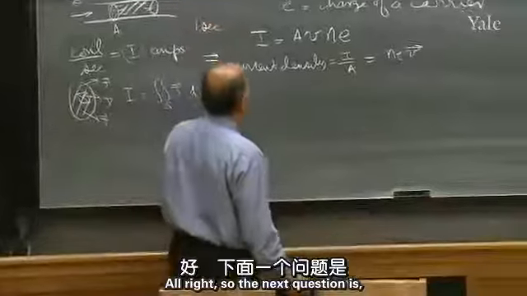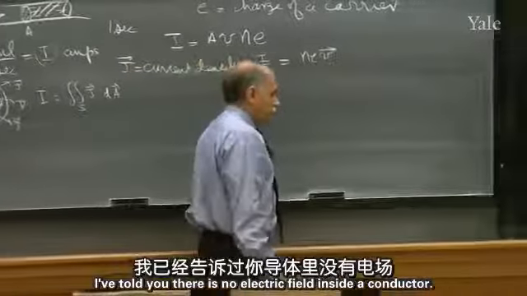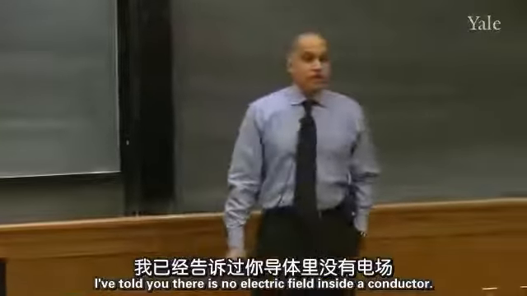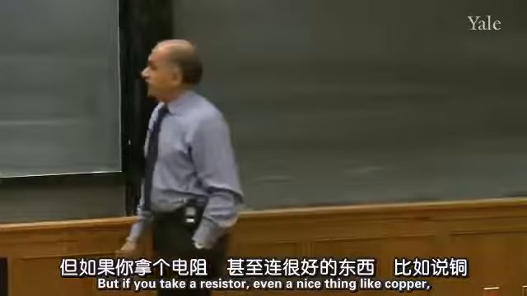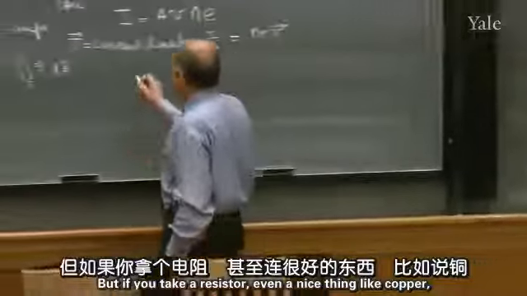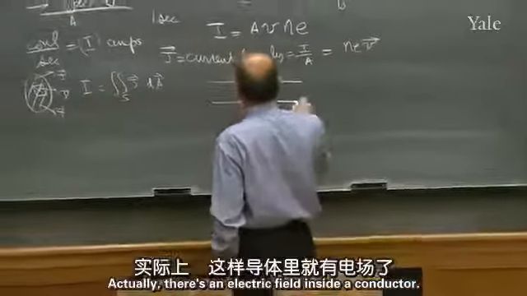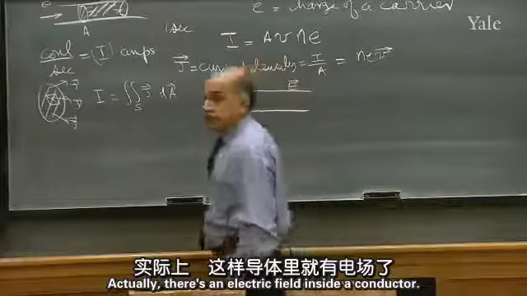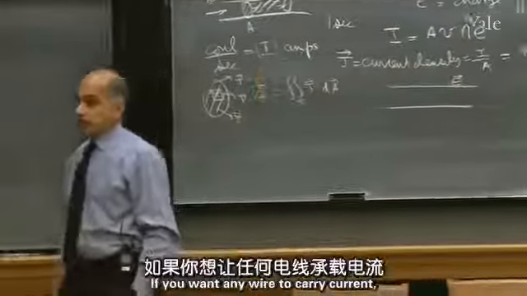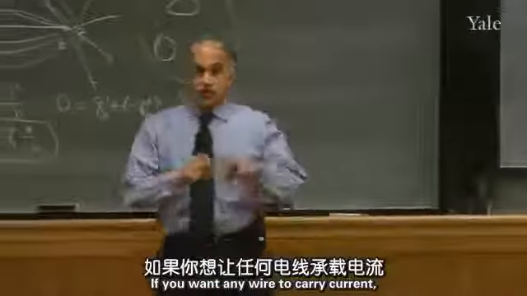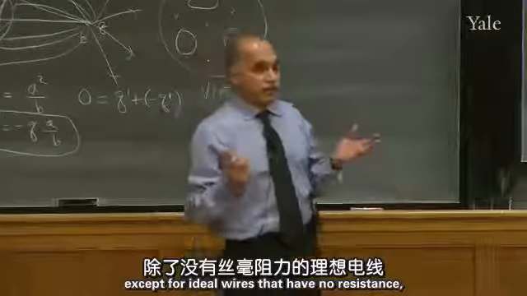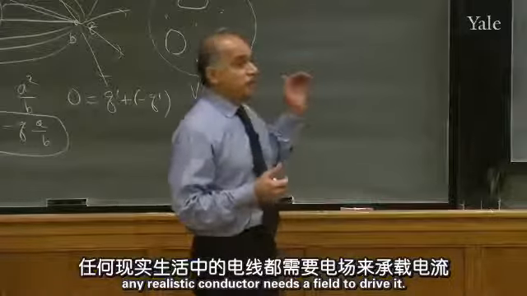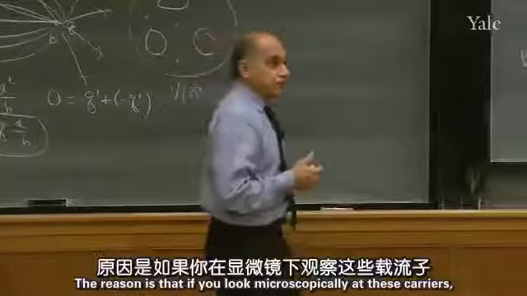All right, so the next question is, I've told you there is no electric field inside a conductor. But if you take a resistor, even a nice thing like copper, it's not a perfect conductor, actually there's an electric field inside a conductor. That's what makes a current flow. If you want any wire to carry current, except for ideal wires, which have no resistance, any realistic conductor needs a field to drive it.